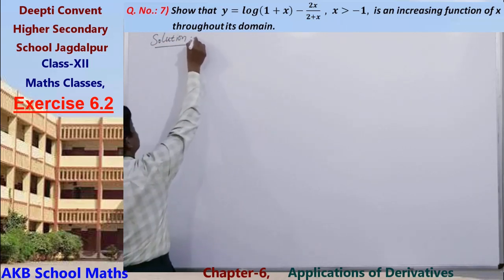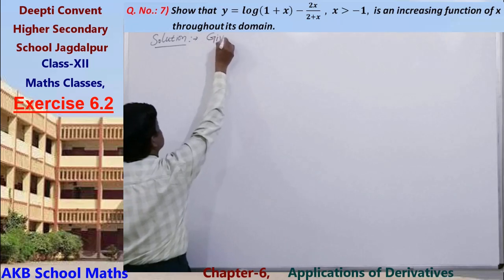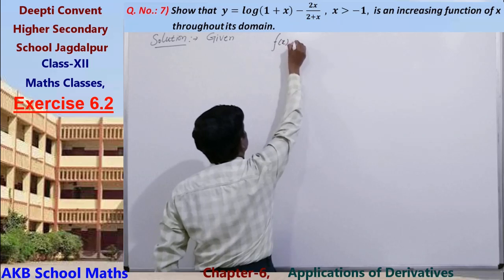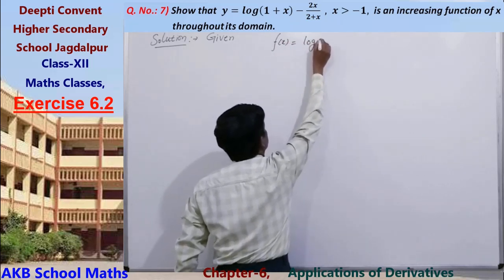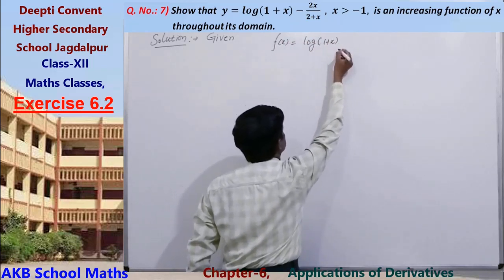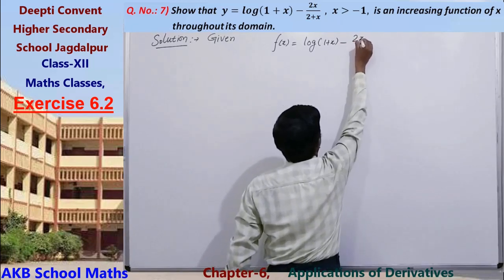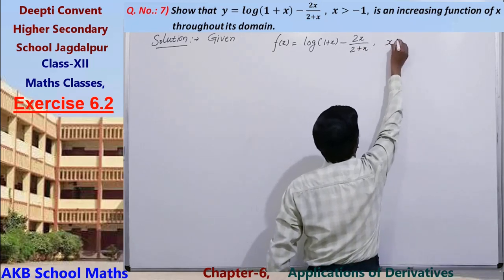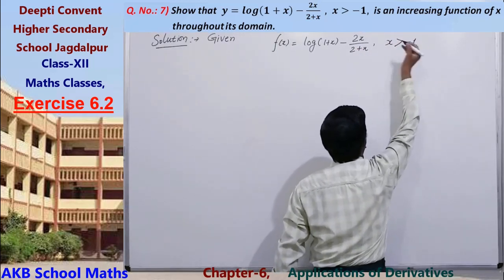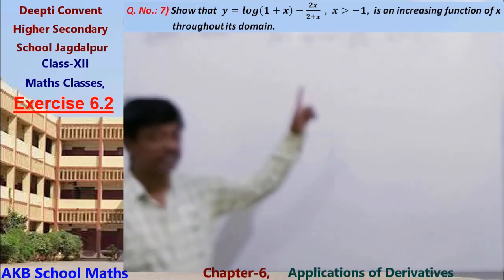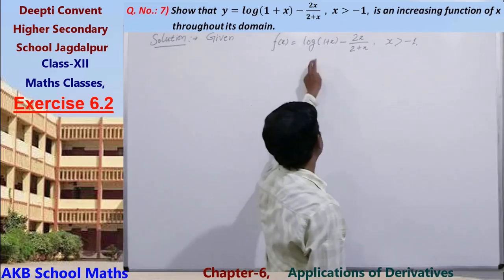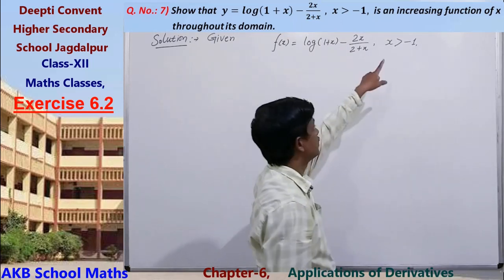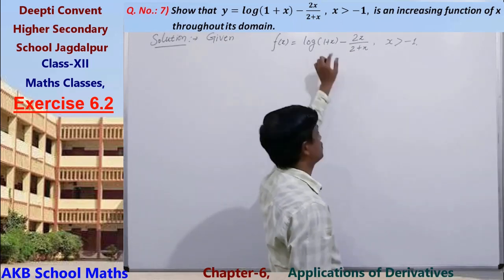Solution. Here the given function is f(x) equals log(1 plus x) minus 2x upon 2 plus x, where x is greater than minus 1. This is the given function. Here x is greater than minus 1. Why? Because this value should be positive, because log is defined for positive values.